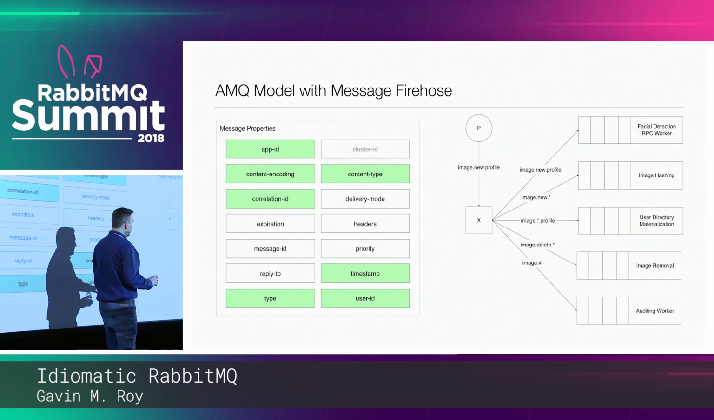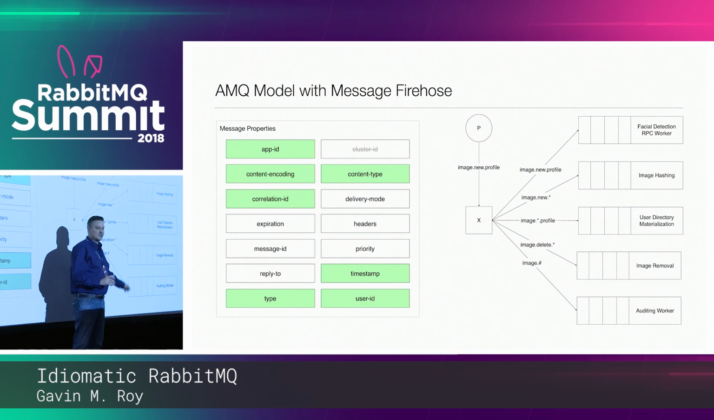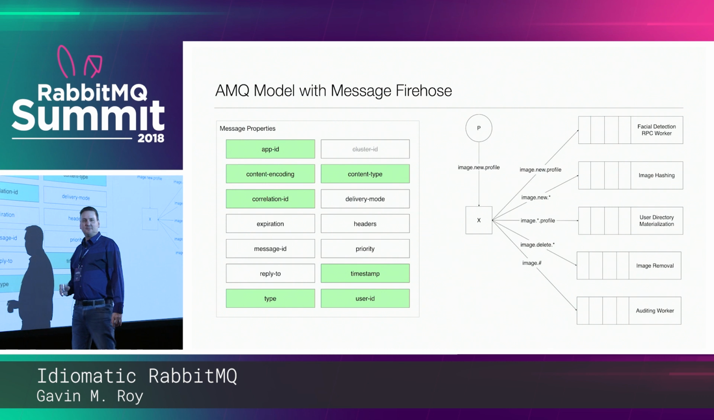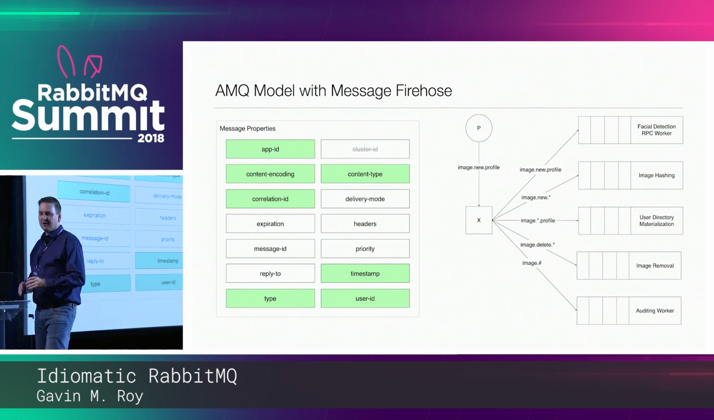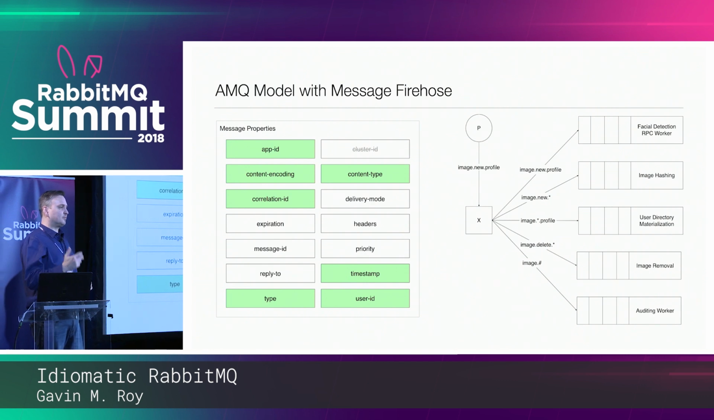And then I might, all the way down here, just want to audit everything that's going on in my system. And so I could just say, give me everything related to images. I'm going to audit them. I'm going to stick them in logs or something like that. It really allows you to multi-purpose that thing coming into RabbitMQ in an efficient way.